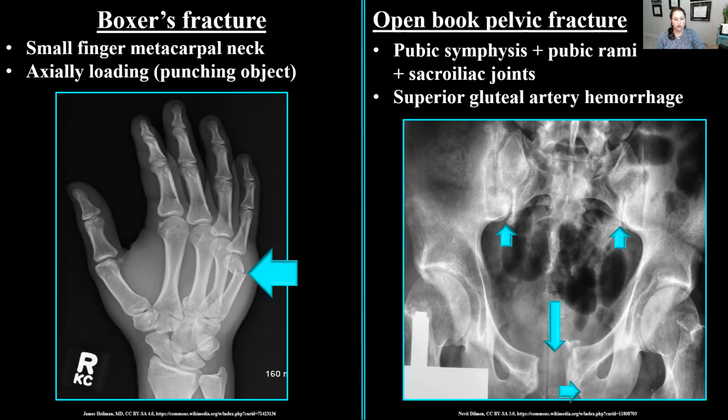An open book or a pelvic fracture. This is going to be a fracture because the pelvis is a ring. When you have a fracture in one area, you get fractures all over. So pubic symphysis plus a pubic rami plus a fracture of the sacroiliac joints. The most commonly injured vessel on this one is going to be a superior gluteal artery hemorrhage.